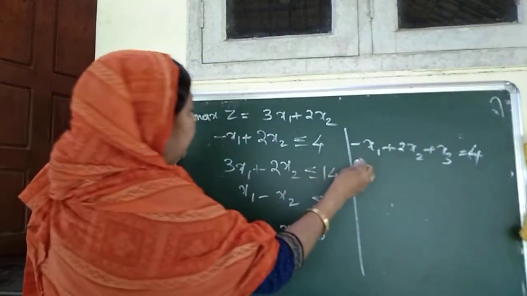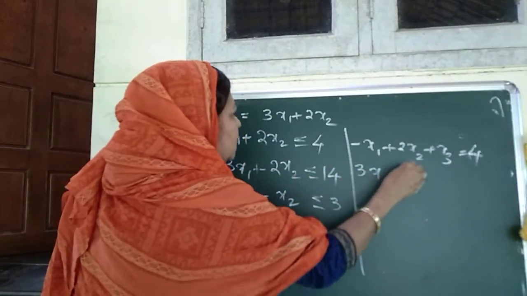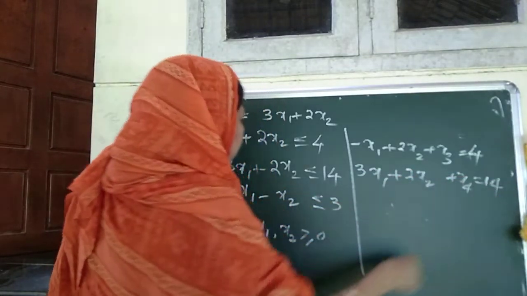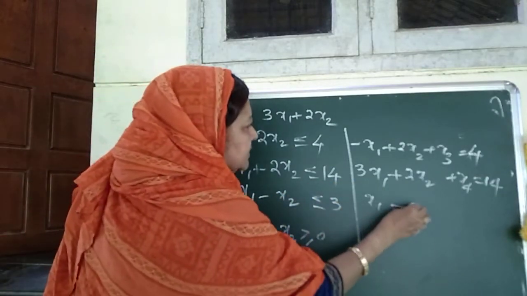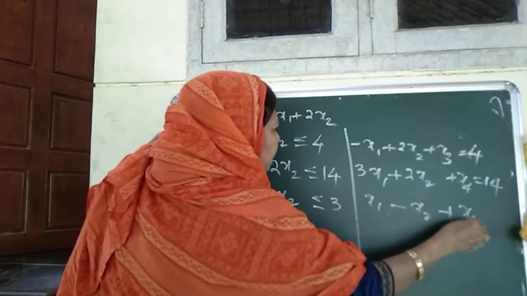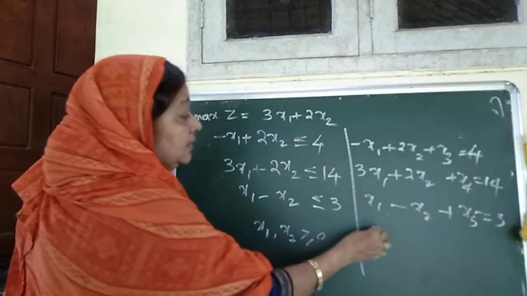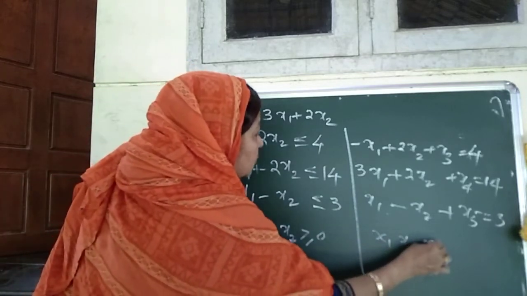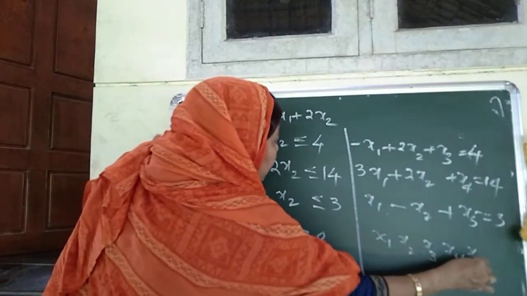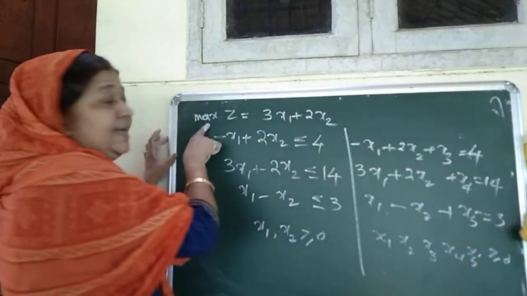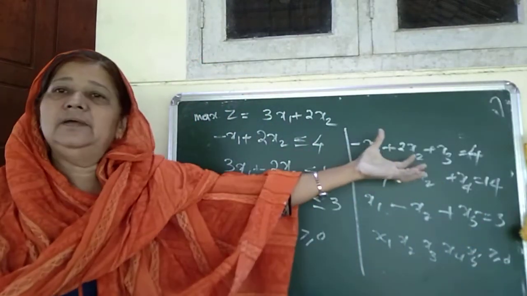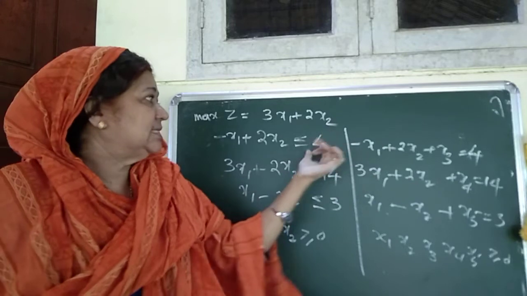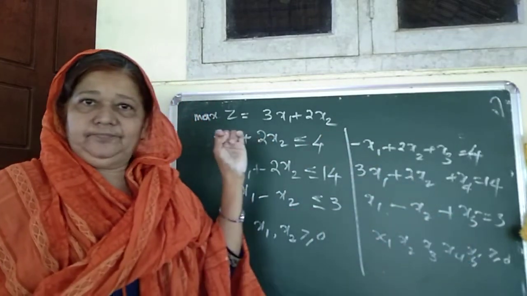Second is 3x1 plus 2x2 plus x4 equal to 14. x1 minus x2 plus x5 equal to 3. So we have added 3 more variables. So we have x1, x2, x3, x4, x5 greater than or equal to 0. Maximize z. So it is the second stage. We introduce slack variables in order to convert the less than inequality to equality.